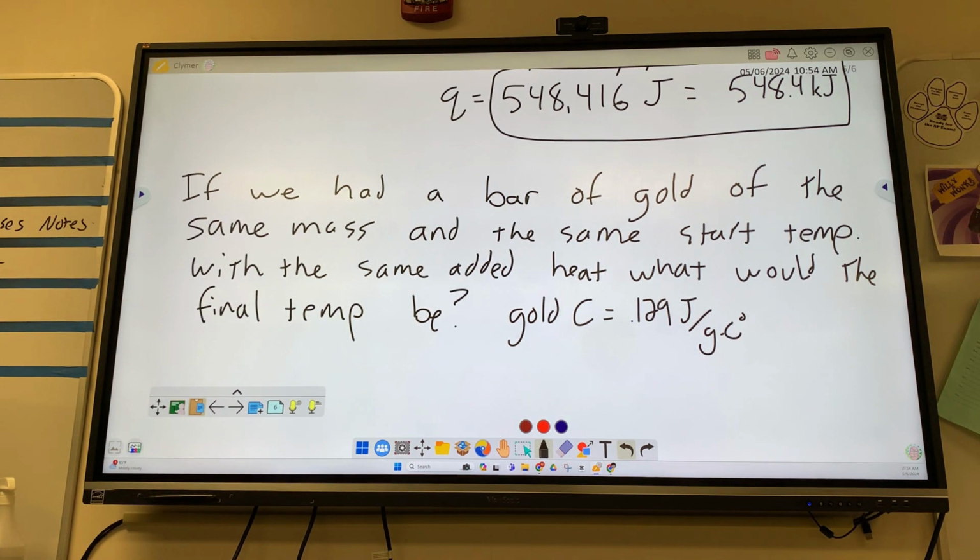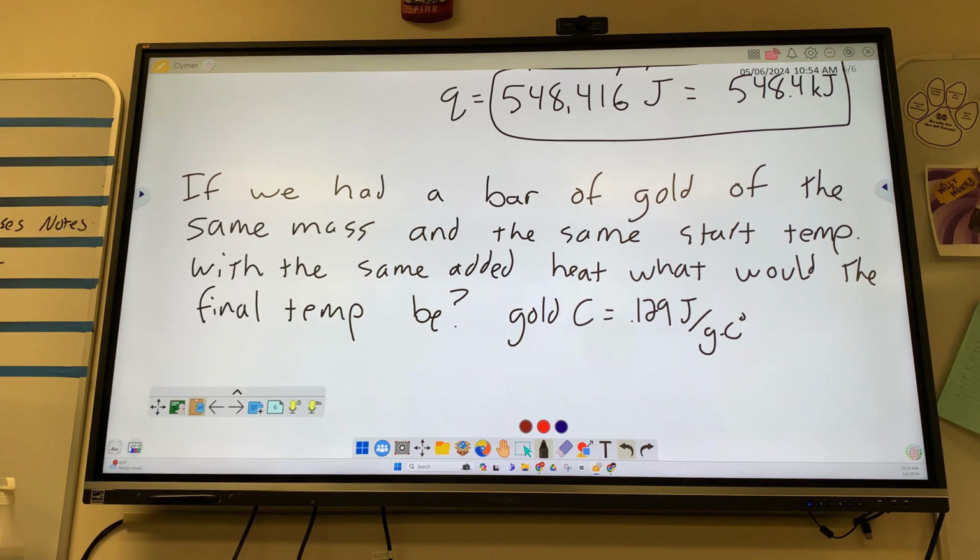Okay. Given the first problem, let's actually find out what would happen if we started with exactly the same mass of gold instead of water. We put it in our pot, we put it on our stove, we leave it on there for however much time, but we are going to add the same amount of heat to a bar of gold. What will its final temperature be?